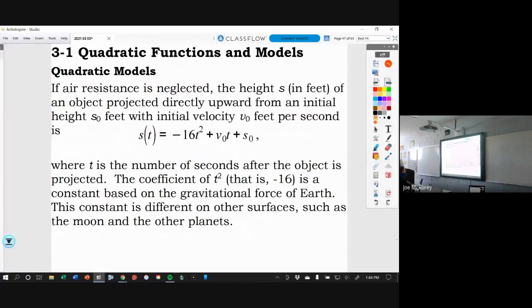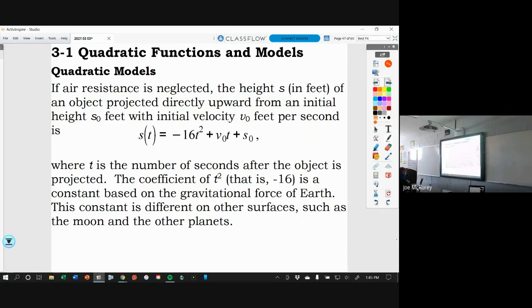Here's the start of a problem. We're going to neglect air resistance. The height in feet of an object projected directly upward from an initial height s sub 0 feet with initial velocity of v sub 0 feet per second is, and it gives us this equation. S of t is equal to negative 16 t squared plus v naught t plus s naught. V sub 0, v naught, s sub 0, s naught. That's how I read it a lot of times.